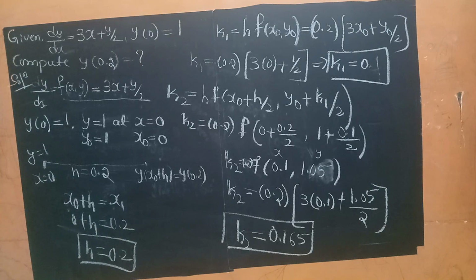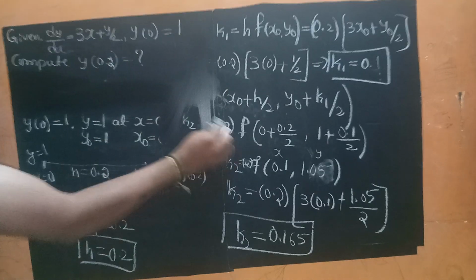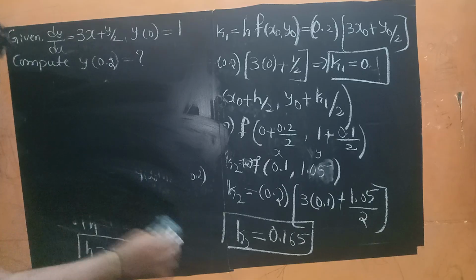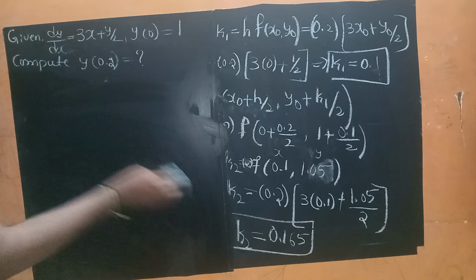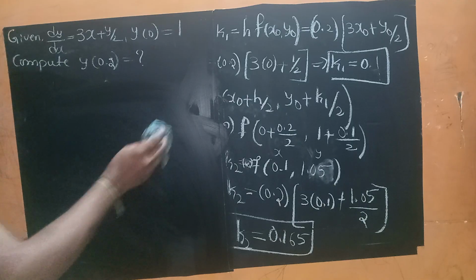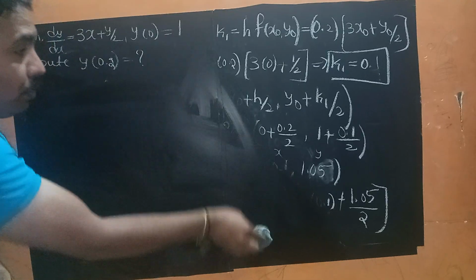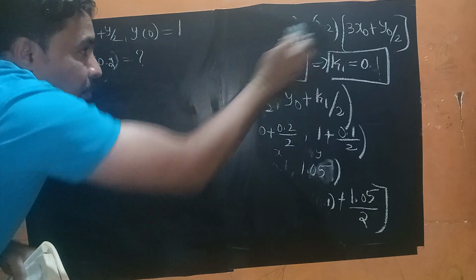Okay. So now we have to find K3. This is again the same procedure. I am requesting you all to kindly understand the procedure properly, because there is no use of solving more problems without understanding the procedure properly.